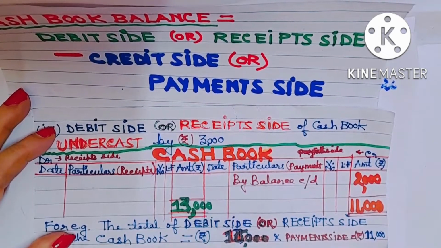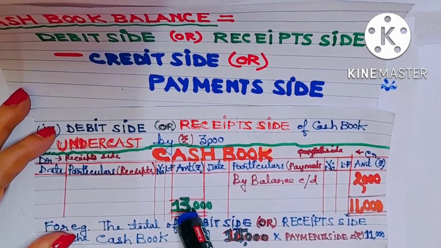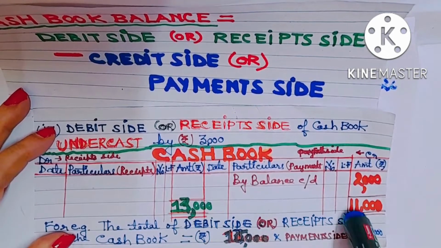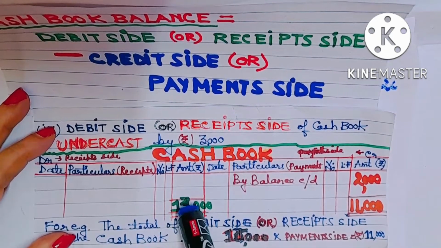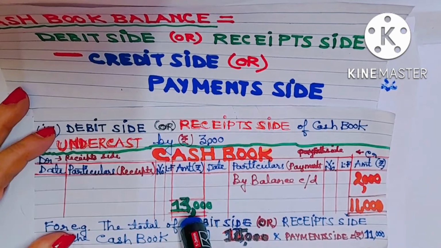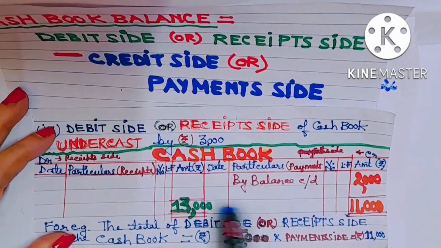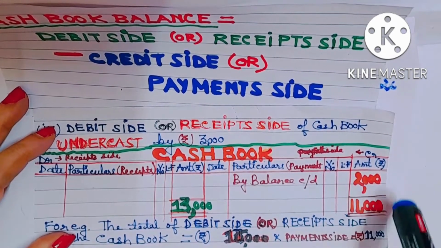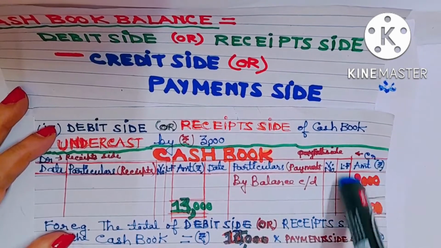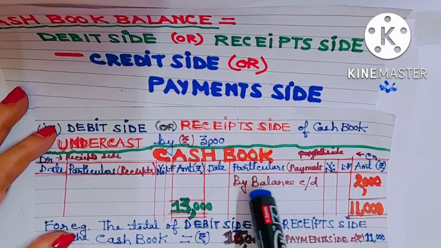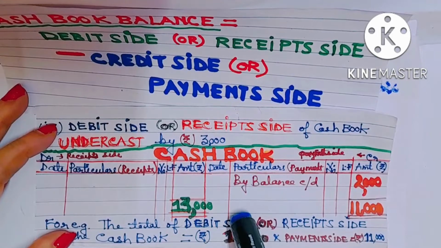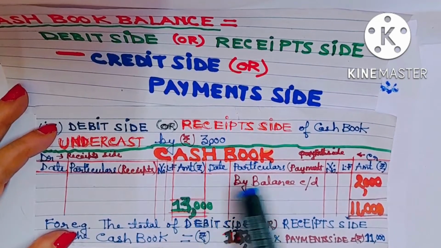But if this was correct, 16,000 should have been the correct total of debit side or receipt side. So 16,000 minus 11,000 will give you 5,000. Then cash book balance would have been 5,000. So 3,000 is less. So cash book balance is less by rupees 3,000. Why? Because the total of debit side or receipt side of cash book has been undercast by rupees 3,000 by the businessman.